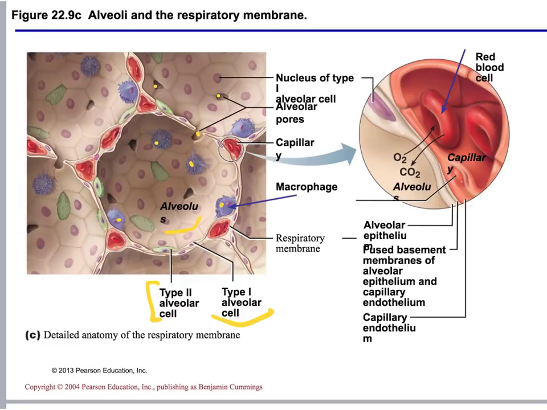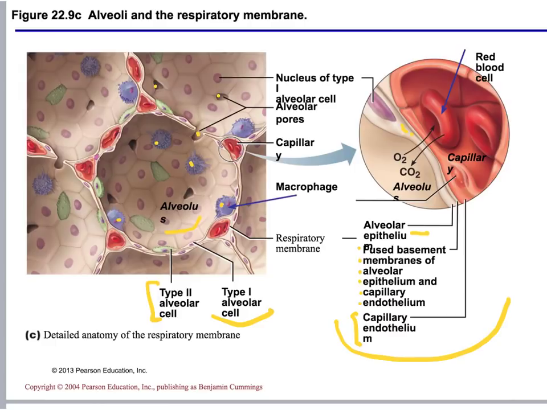Now, here is our respiratory membrane. On the image on the right side, you see the respiratory membrane. Components of the respiratory membrane include the alveolar epithelium, so that's the type 1 cells of the alveolus. It's an epithelial tissue. It has a basement membrane, which is very thin connective tissue, where the epithelial cells sit. So that's the fused membranes of the alveolus and the capillary, and then the endothelium of the capillary.